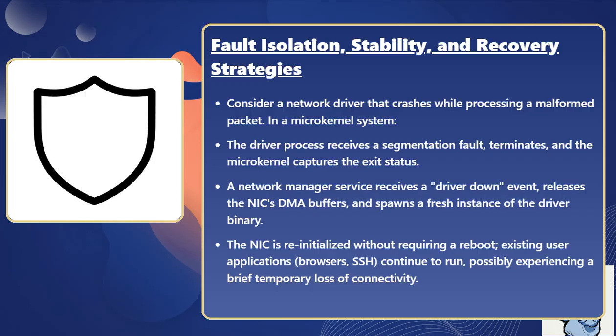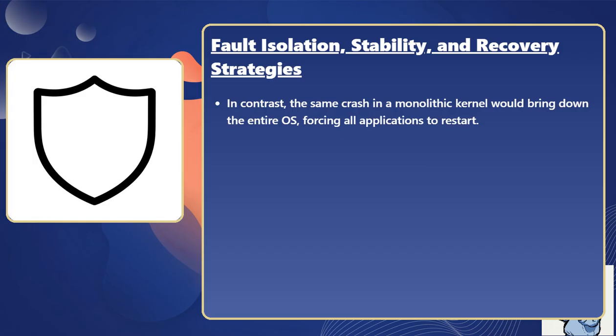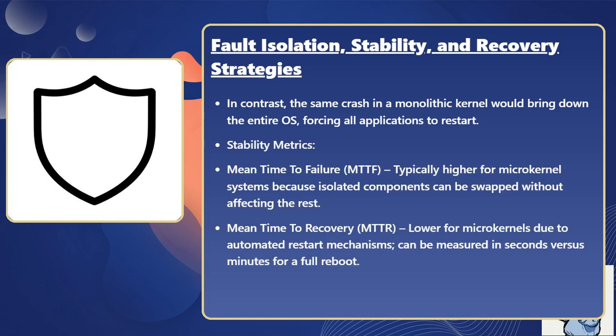Existing user applications such as browsers and Secure Shell continue to run, possibly experiencing a brief temporary loss of connectivity. In contrast, the same crash in a monolithic kernel would bring down the entire operating system, forcing all applications to restart. Stability metrics include mean time to failure, which is typically higher for microkernel systems because isolated components can be swapped without affecting the rest, and mean time to recovery, which is lower for microkernels due to automated restart mechanisms. Recovery can be measured in seconds rather than minutes for a full reboot.